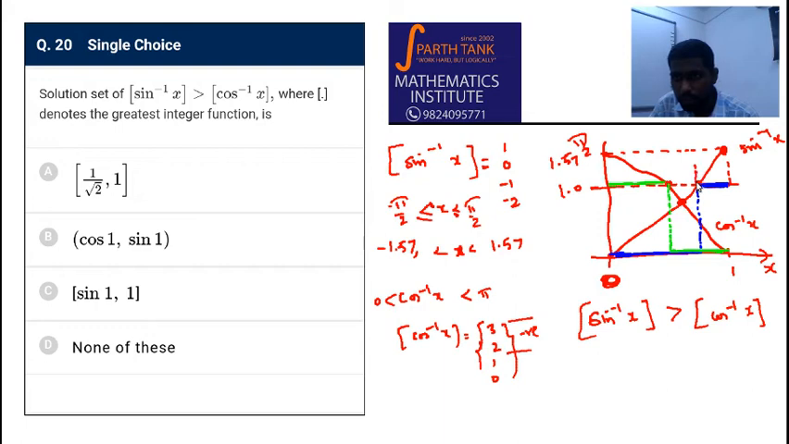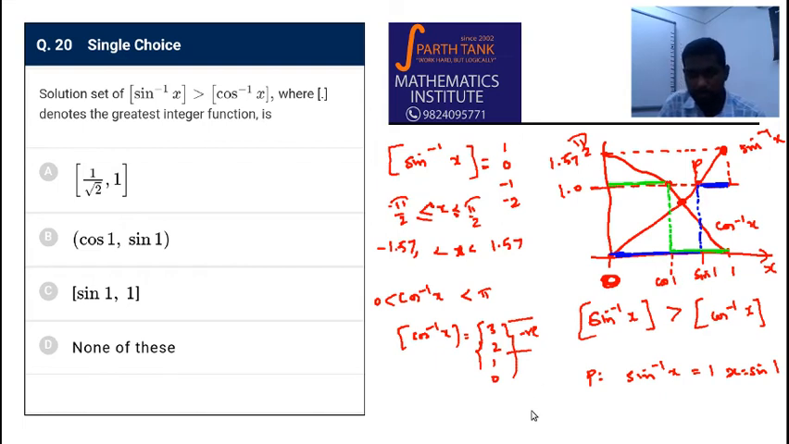So what is this point? This point is where sine inverse of x is equal to 1. If you call this point as P, at P, sine inverse of x is equal to 1. So this gives x is equal to sine 1. So from sine 1, this value sine 1, similarly you can say this is cos 1. From sine 1 to 1, box of sine inverse is greater than box of cos inverse. Therefore the answer is from sine 1 to 1.